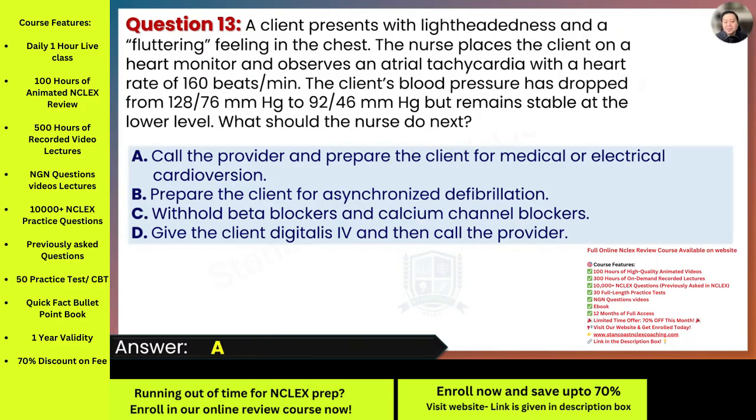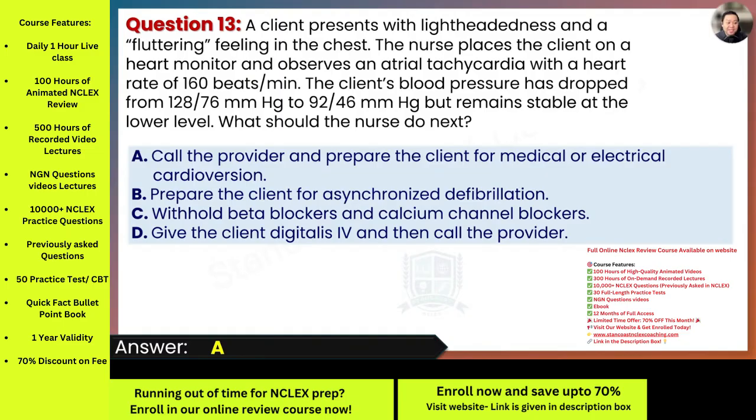Well, medical cardioversion simply means that it's going to involve the use of medications like adenosine, or let's say electrical, which uses synchronized shock to reset the heart's rhythm. And your role here as a nurse is to prepare the client for this intervention while notifying the provider to ensure a timely intervention. Now, what about letter B?